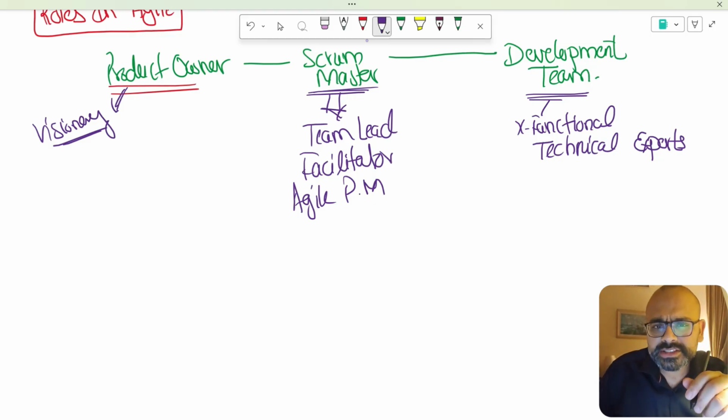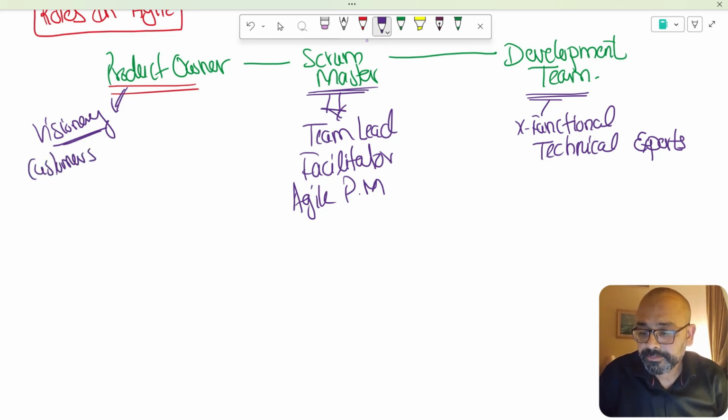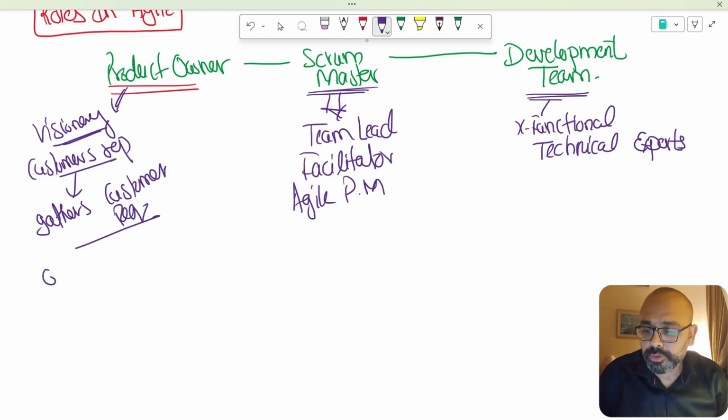I used to give one example when it comes to the product owner, very straightforward. Whenever the word product owner comes, consider Steve Jobs. Steve Jobs was a product owner when Apple first actually started up. He exactly knew what the customer wants. So a product owner is a visionary person, comes up with the vision, is a customer's representative. A product owner gathers customer requirement, and product owner owns the product backlog.